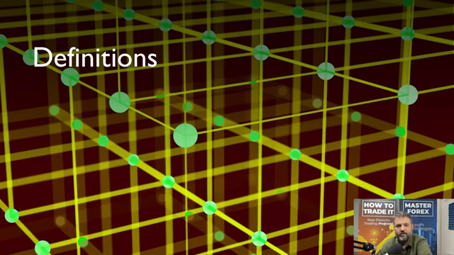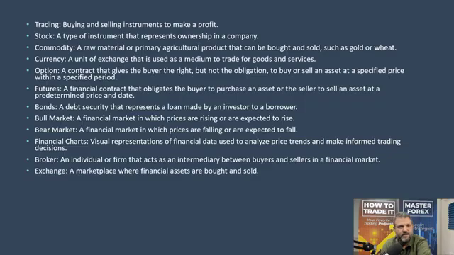All right, now I want to go over a couple key definitions. These are just a handful. There's a lot more on my website at the What is Trading website. I recommend everybody go ahead and check it out. Trading: buying and selling instruments to make a profit. Stock: a type of instrument that represents ownership in a company.